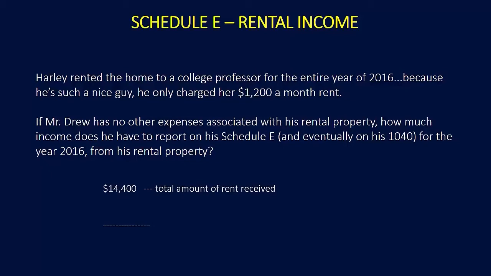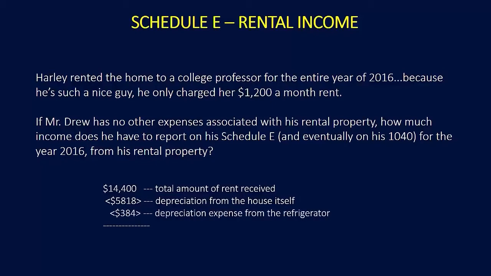Total amount of rent received for the year, $1,200 times 12 months, $14,400. We looked at the depreciation. We calculated the depreciation from the house itself, and that was $5,818. We calculated $384 in depreciation for the refrigerator. So the total amount of rental income that he needs to report on his Schedule E and on his 1040, $8,198.